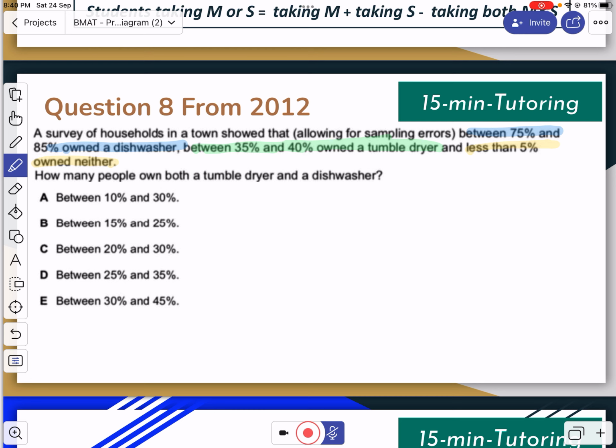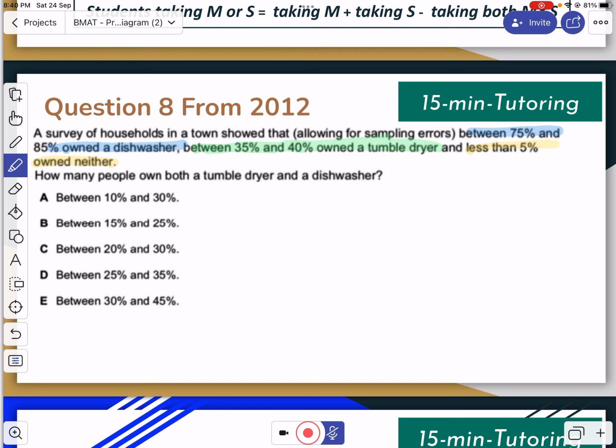Well, this question is similar to what we did before. Remember, for the math and science, they give us similar information and they ask for a number of students who are taking both subjects. But what's the difference here?